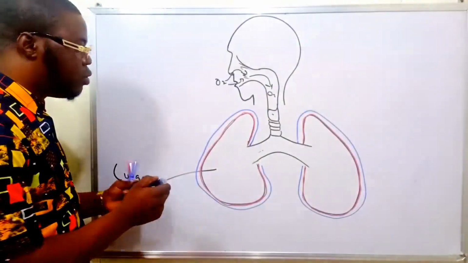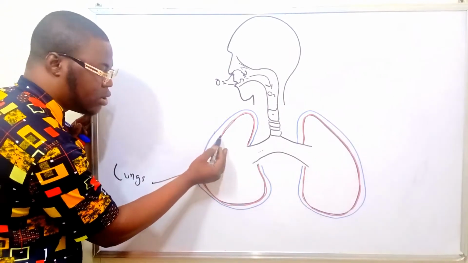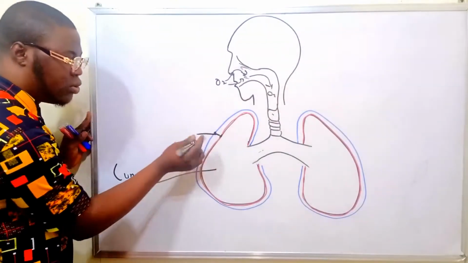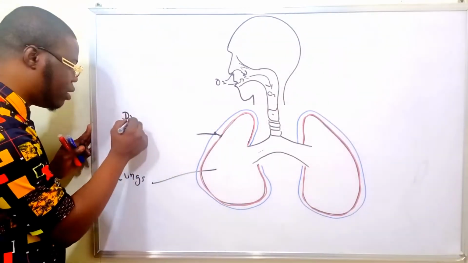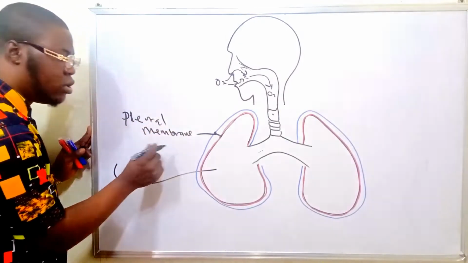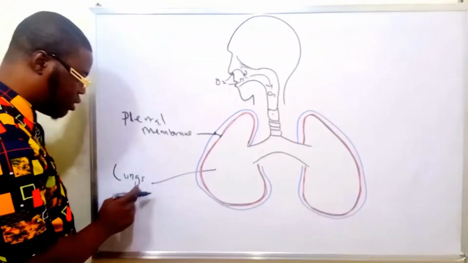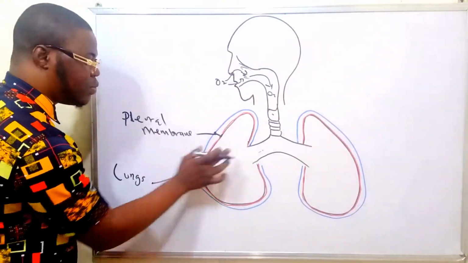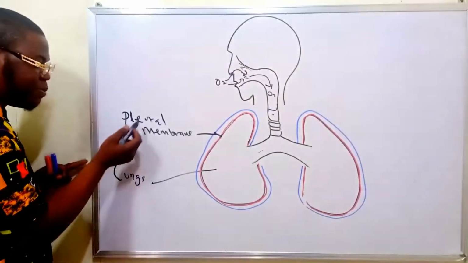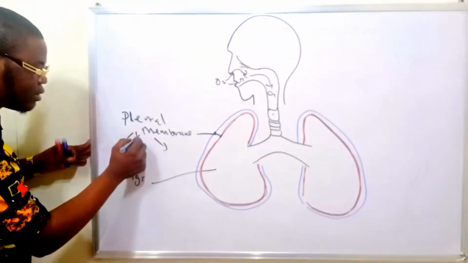Now, you will realize that I used two different colors to indicate these two layers. But collectively, these two layers together form the membrane called the pleural membrane. The pleural membrane. So this pleural membrane is the one that covers the lungs. It covers the two lungs. As simple as that. Now, what I want you to know is that this pleural membrane has two layers.